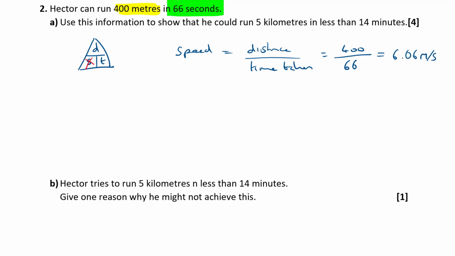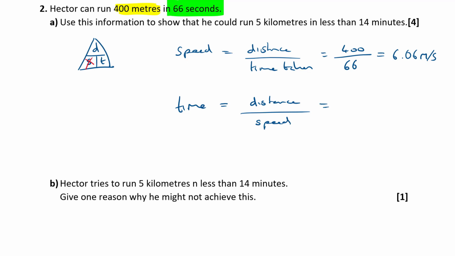So if we know that that's the speed, and I'm going to be running 5 kilometers, how long is it going to take me to run 5 kilometers at 6.06 meters per second? So then I want to find out time. So coming back to my triangle, if I covered up time, then it would be distance over speed, isn't it? So that's my next calculation I'm going to have to do. So time is equal to distance traveled over average speed.